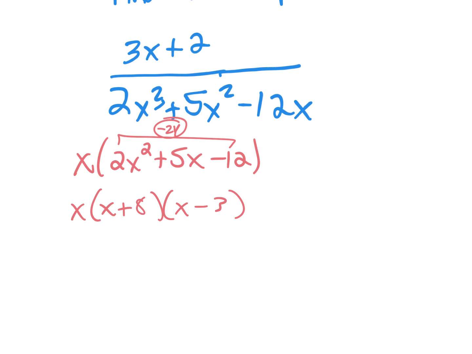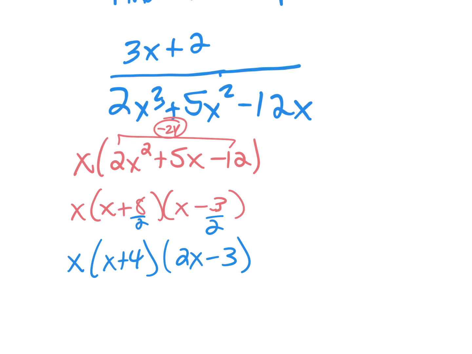Good. Now what do we have to do? Divide by 2. I have to divide both by 2 because my A is not 1. So this becomes x times x plus 4 and then 2x minus 3. Question. How many linear factors do we have? 3. We have 1, 2, and 3. So how many fractions are we going to have?